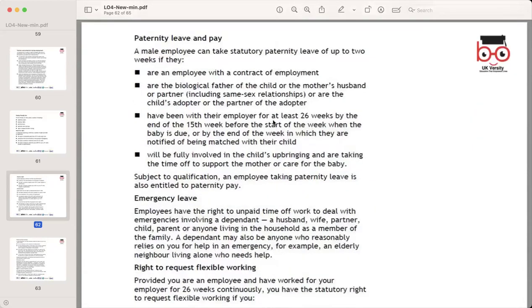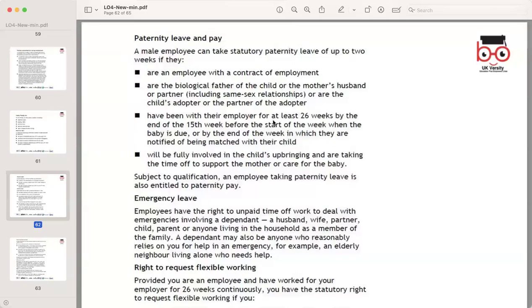Paternity leave and pay are available for male employees, allowing them up to 2 weeks of statutory paternity leave under certain conditions. Eligibility criteria include being an employee with a valid employment contract, being the biological father of the child or the mother's spouse or partner, including same-sex relationships, or being the child's adopter or the partner of the adopter. Additionally, the employee must have been with their employer for at least 26 weeks by the end of the 15th week before the baby's due date, or by the end of the week in which they are notified of being matched with their child.